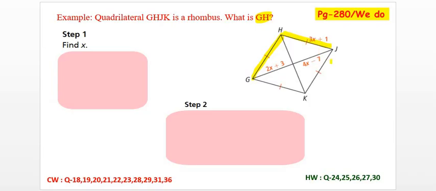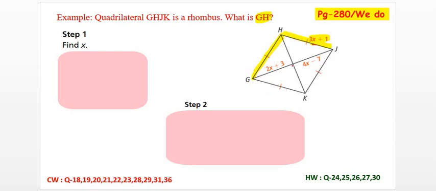Why do I need to find HJ? Because all the four sides of the rhombus are congruent. So if I am able to find how much HJ is, it will be the same as GH, right? Now, next step to think, how can I find HJ? It says HJ is 3x plus 1, but I do not have the value of x. How could I get the value of HJ, right? So let's first of all find the value of x. How can I find the value of x?